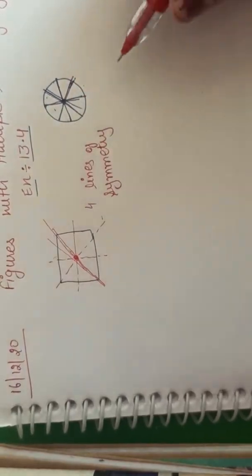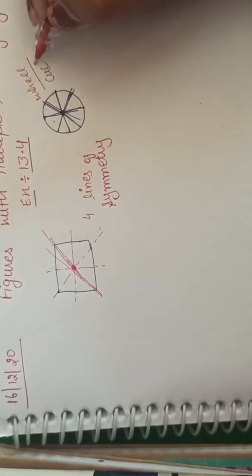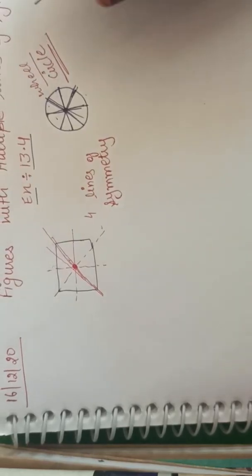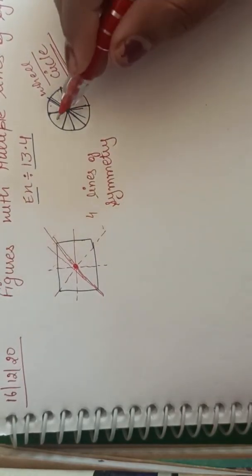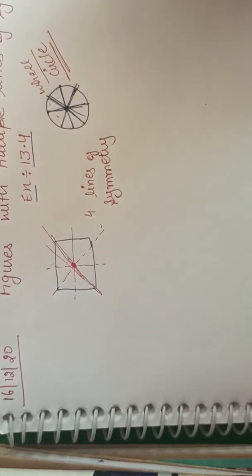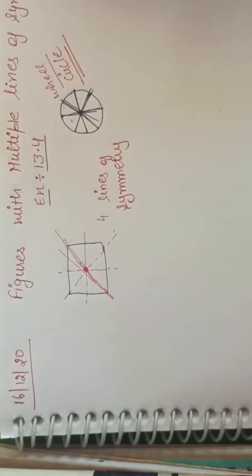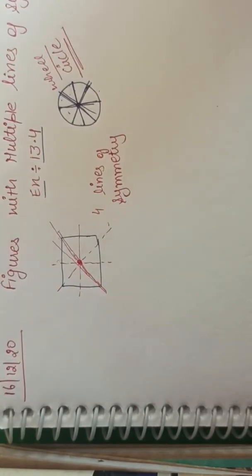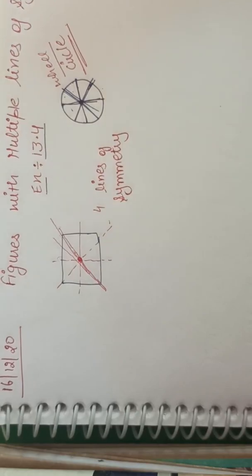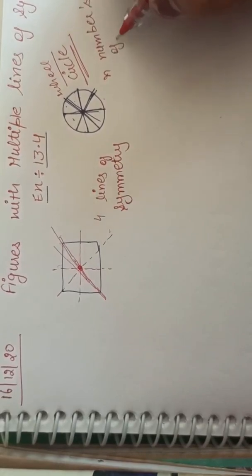And by this wheel, see, wheels are always in the shape of a circle, right? And in the chapter of circle, I told you that a diameter is a type of line which divides the circle into 2 equal parts, right? There we have also studied that in a circle there are n numbers of diameters.